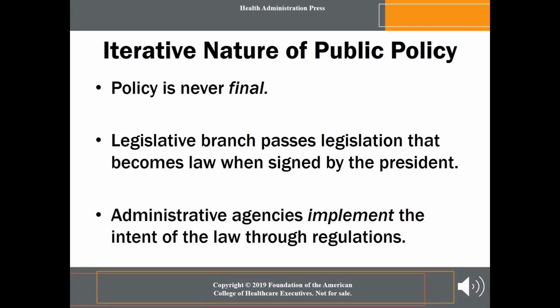Regarding the iterative nature of public policy, it is never final. Policy is never final. Whatever prompted policymakers to act on healthcare in the first place may or may not be what causes them to revisit the initial policy in the future. The legislative branch passes legislation that becomes law when signed by the president. And administrative agencies implement the intent of the law through regulation.